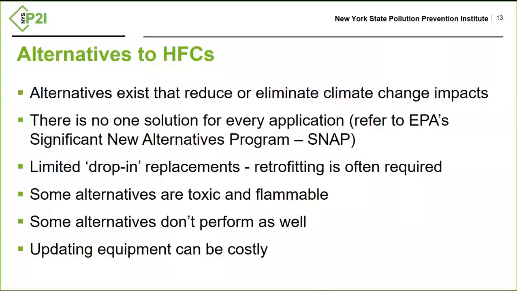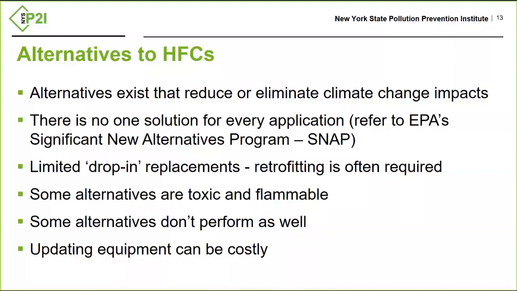So what are alternatives to HFCs? Alternatives exist that reduce or eliminate climate change impacts. However, there's no one solution for every application. The EPA SNAP program, which we'll be referring to throughout the presentation, is a publicly available resource that contains all applications and what acceptable alternatives exist. There are limited drop-in replacements, so retrofitting is often required. Some alternatives are toxic and flammable. Some alternatives don't perform very well, and updating equipment can be costly.